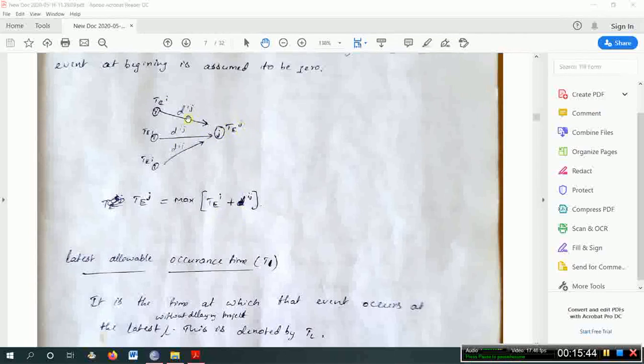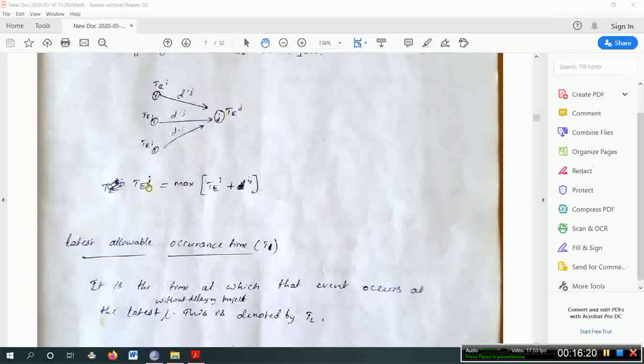Now among these, which one do you have to choose? The one which comes out maximum. Ti, if this is 1, this is 2, and this is 3, and Dij here is 2, 4, 6. So 1 plus 2 is how much? 3. Then 2 plus 4 is 6. Next, 3 plus 6 is 9. Which is the highest one? 9 is the highest, so I need to consider 9 here.